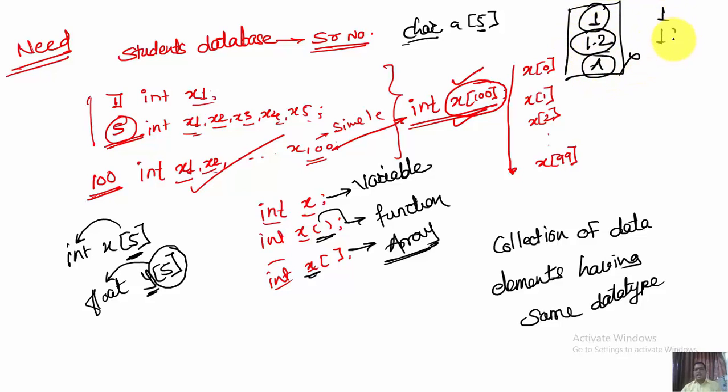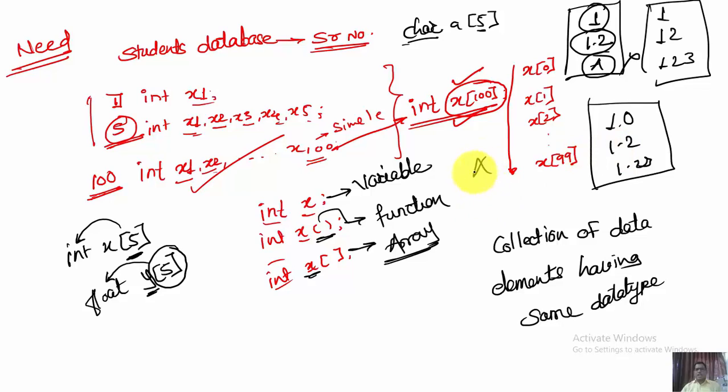We can say this is an array: 1, 1, 2, 1, 2, 3 like this, because all these values are integers. Or 1.0, 1.2, 1.23, these are floating point values. Or A, B, C, these are simple characters. These all are arrays, but this is not an array.